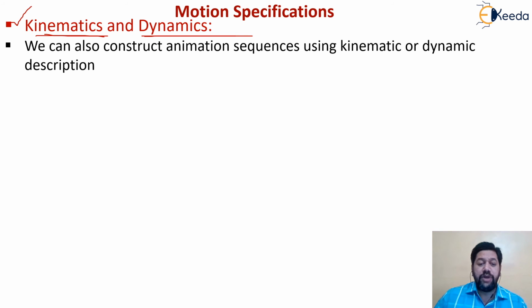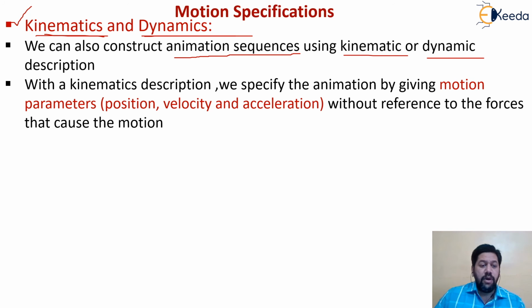We can also construct animation sequences using kinematic or dynamic descriptions. Now, what do we give in a kinematic description? In a kinematic description, we specify the animation by giving motion parameters. If I'm applying this method, I have to give the motion parameters, which are the position, the velocity it is moving with, and the acceleration.